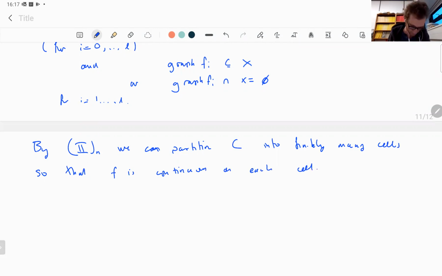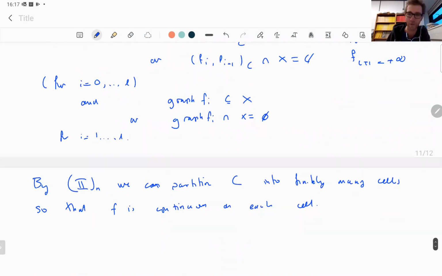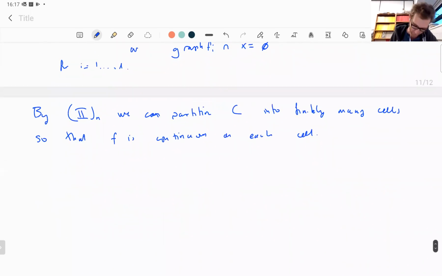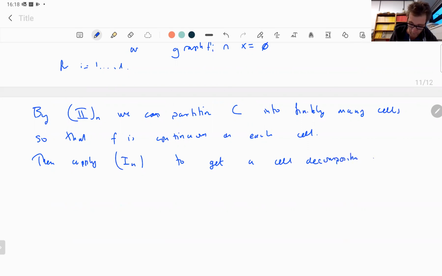So I'm almost done. All I need to do now is apply 1n again. At this point, we have a decomposition into cells, but it's not a cell decomposition. They might not line up. So I apply 1n once more to get them to line up, to get us a cell decomposition of Rn compatible with all of the resulting cells from this first part.